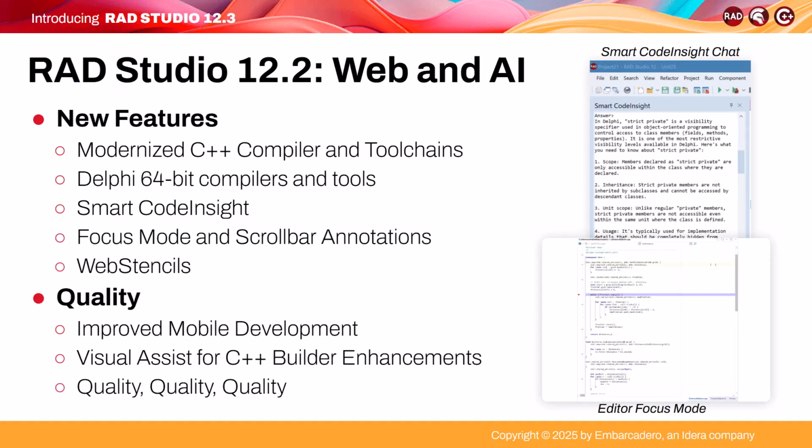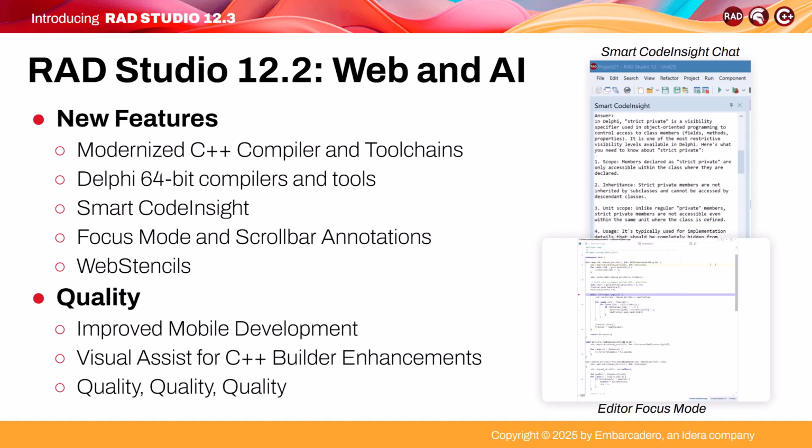And while we were at it, we released 12.2, which included a number of other features as well. We modernized the C++ compiler and tool chains once more. We also took all of the Delphi compilers and made all of those executables 64-bit. Even the 32-bit compiler is a 64-bit app. And the same with all the tools as well.